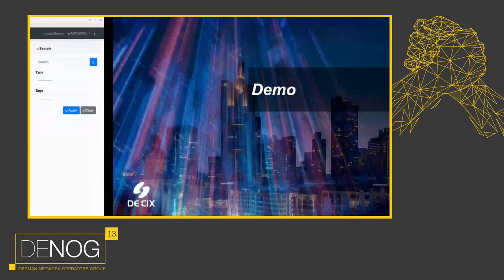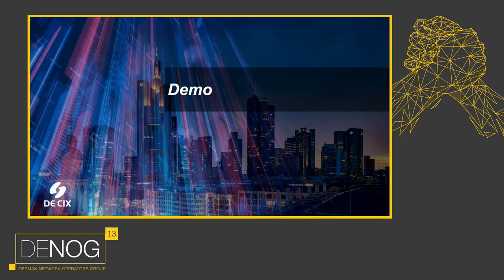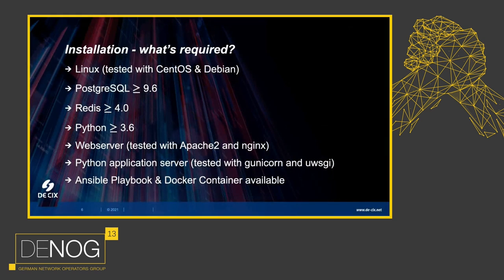So yes, this was the demonstration. Next up, what is required for the installation? You need a recent version of Linux, a database, in this case PostgreSQL, Redis, and a current version of Python. So if you have a system with a Linux from like 2017 or newer, you can perfectly run Peering Manager. And if you want, there is also a Docker container and Ansible playbooks available.